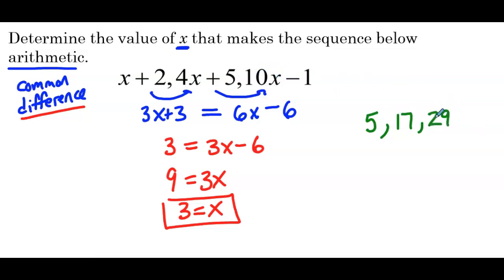Now, is that an arithmetic sequence? Well, if I add 12, I get to 17. If I add 12, I get to 29. So it works. If x equals 3, this is an arithmetic sequence. So it seemed like a hard problem at first, but if we understand the concept of an arithmetic sequence, that idea of a common difference, this problem works out nicely.